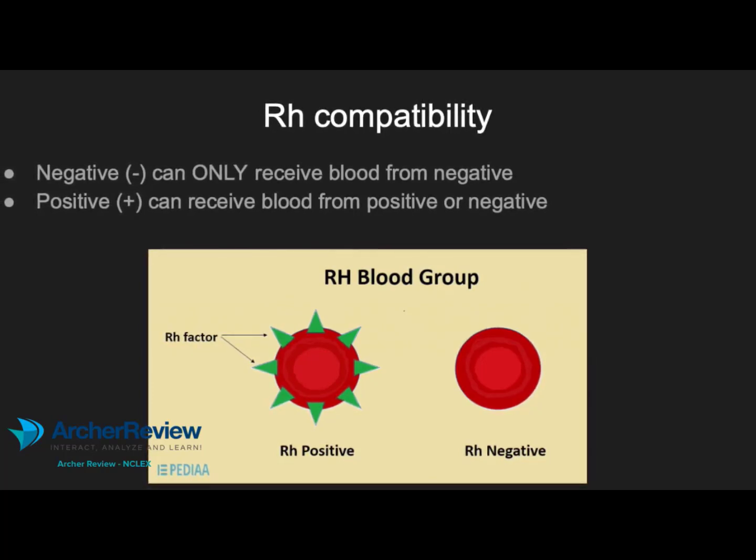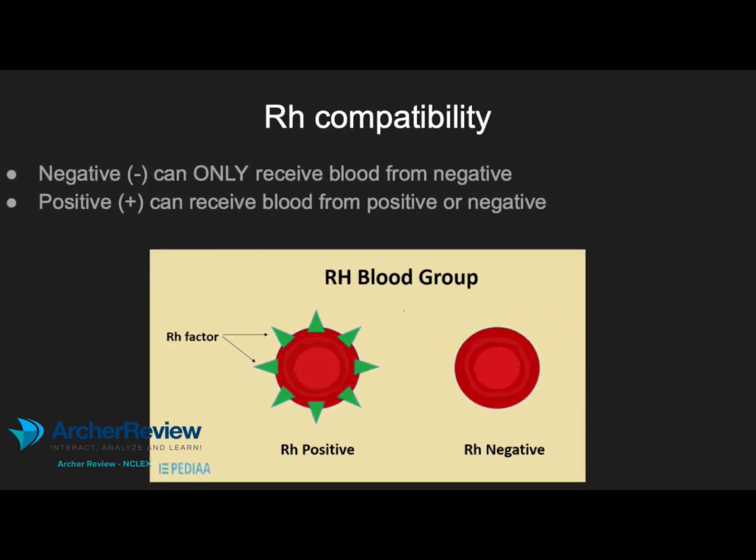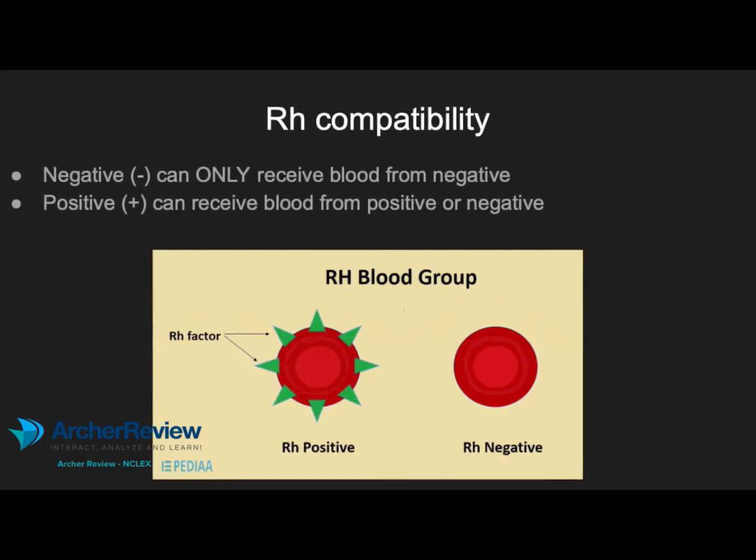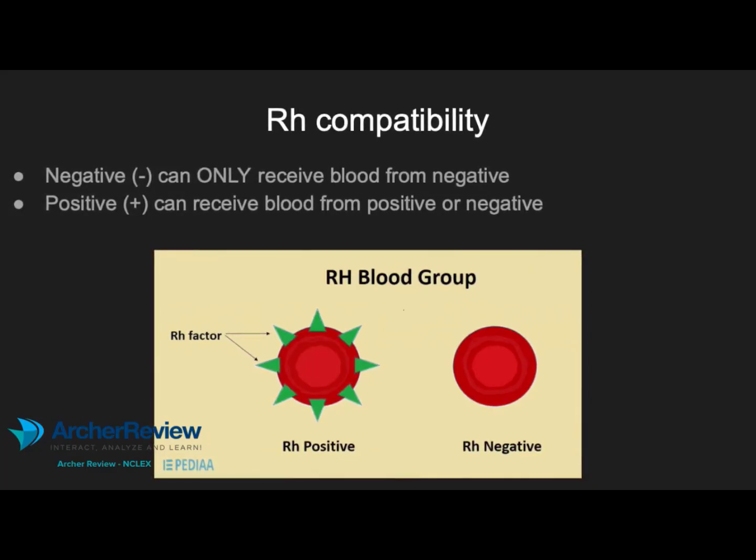Putting this all together in one picture, what your question will likely look like on the NCLEX is something along the lines of, you have a patient with B positive blood. Which of the following are acceptable blood types for transfusion for your patient? And you'll have a list of 4 different blood types. It'll be select all that apply.